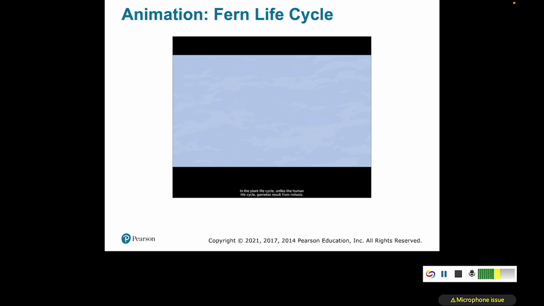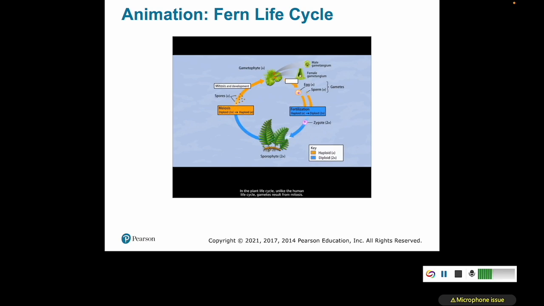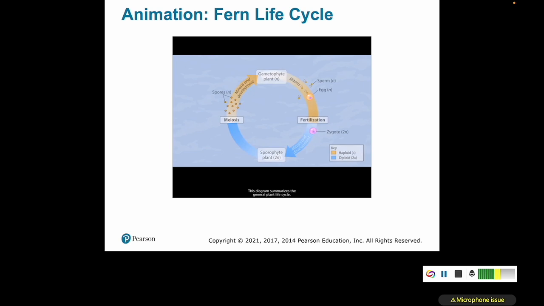In the plant life cycle, unlike the human life cycle, gametes result from mitosis. This diagram summarizes the general plant life cycle. Plants are said to undergo an alternation of generations because the diploid sporophyte and haploid gametophyte are multicellular forms that occur alternately in the life cycle. Each form produces the other.